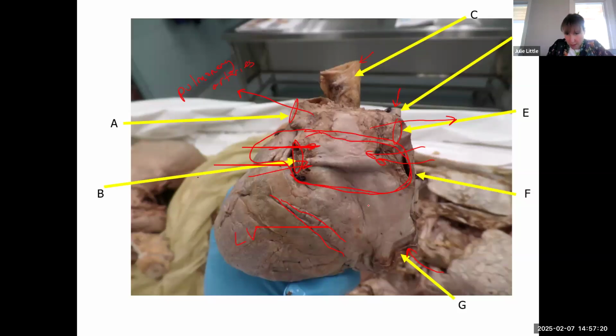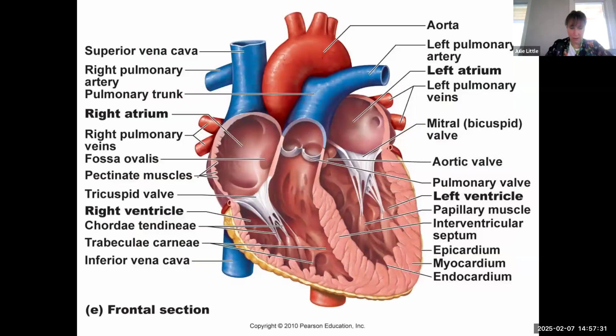The right atrium, we're coming in this way, so it's more on the front of the heart. I'm not going to give you a real human heart and ask you to do that on a lab practical because we don't have cadavers in this lab. Here's our superior vena cava sending blood into the right atrium. Here's the inferior vena cava.